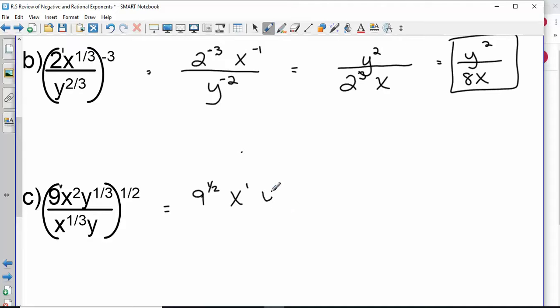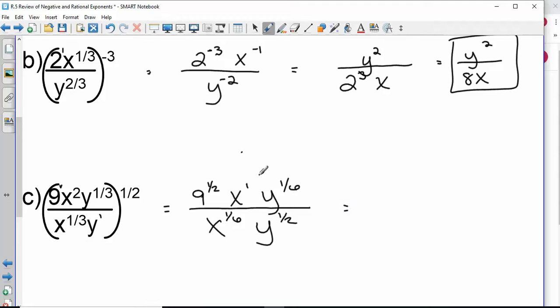Y, 1/3 times 1/2, 1/6. Over, we also have to take that 1/2 to everything down here, so X, 1/3 times 1/2. And this was y to the first, so 1 times 1/2 is 1/2. Okay, let's clean this up a little bit.